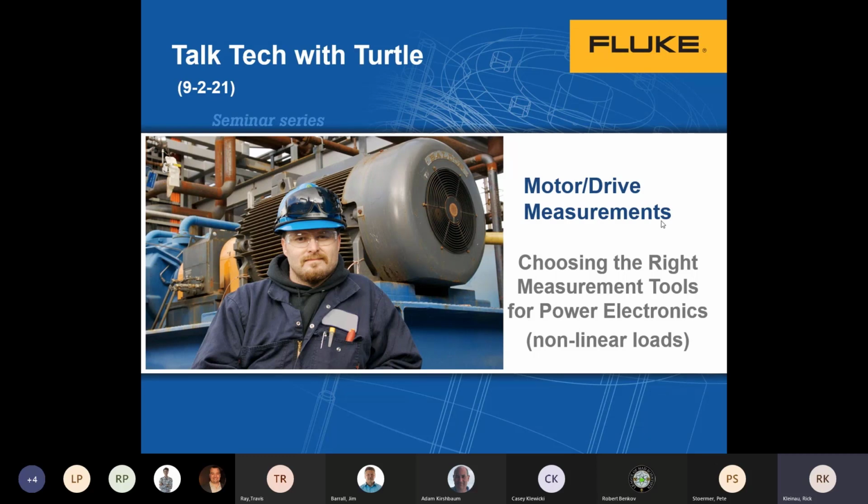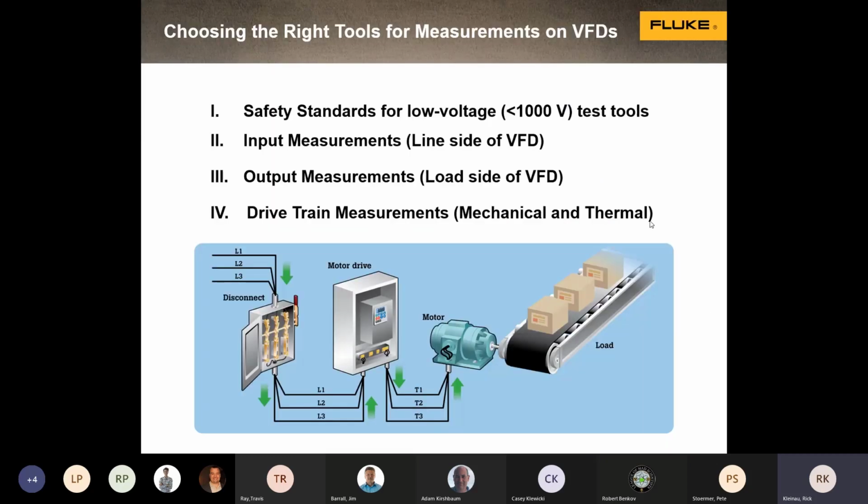I'll talk about measurements primarily because we're the Fluke guys. Measurement tools: choosing the right tool for measurements on VFDs.